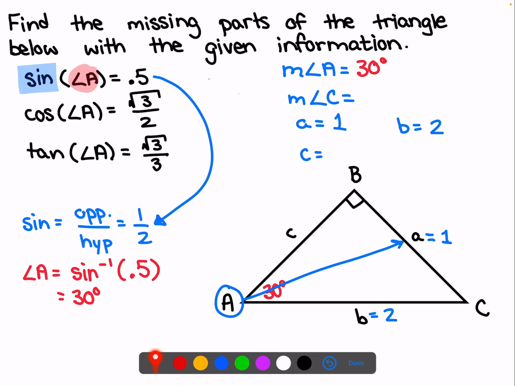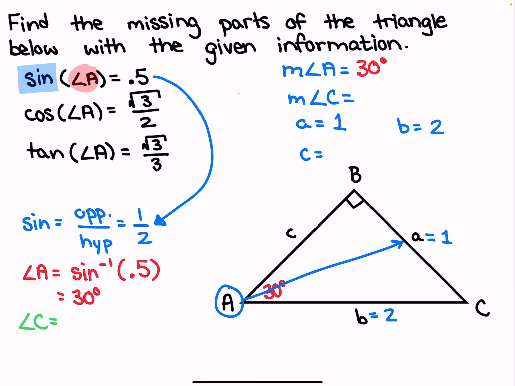Well, by the no choice theorem, if angle A is 30 and angle B is 90, that means that by the angle sum theorem of a triangle, angle C has no choice but to be 60 degrees.